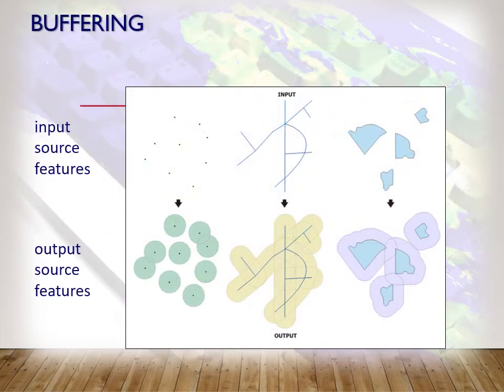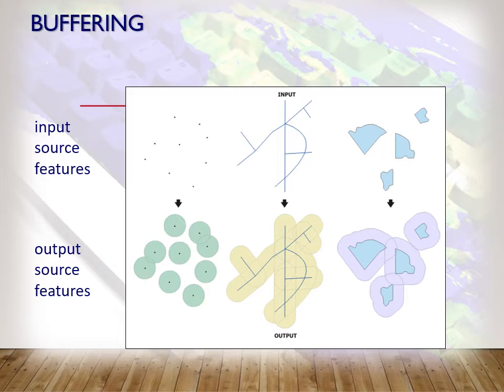Buffers. Buffers are really important for dealing with proximity. Perhaps you want to know the areas that are 1 mile away from a road. And so you can create these buffers around roads. You can create buffers around points. Another example.